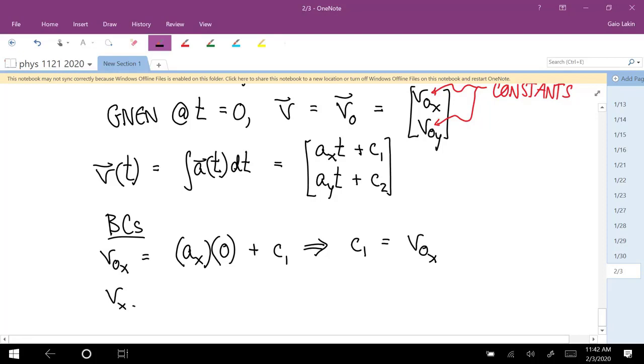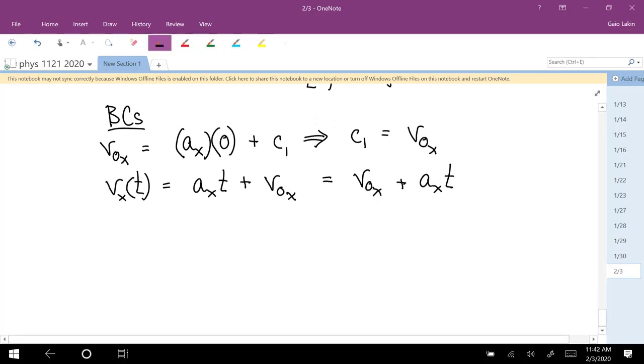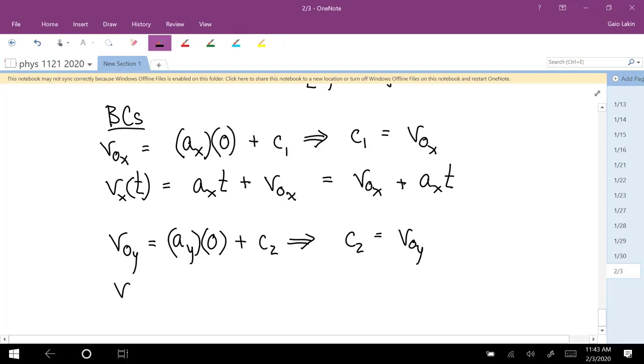In other words, vx as a function of time then is axt plus v0x. Usually you see it written in the other order, v0x plus axt. And you probably recognize the form of that equation. And then the boundary condition for y works the same way. v0y is equal to ay times 0 plus c2. So c2 is equal to v0y. And so vy as a function of time comes out the same way. vy is equal to v0y plus ay times t.